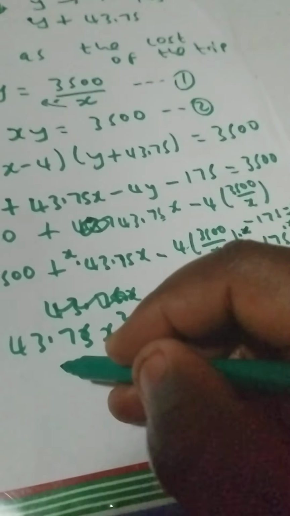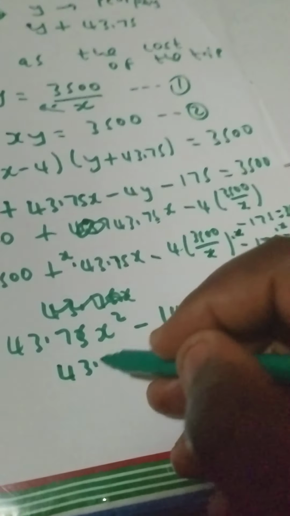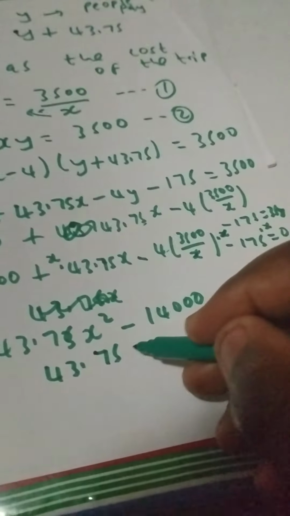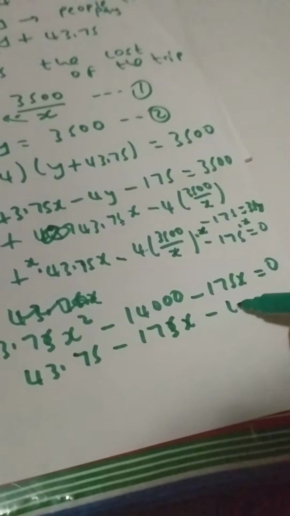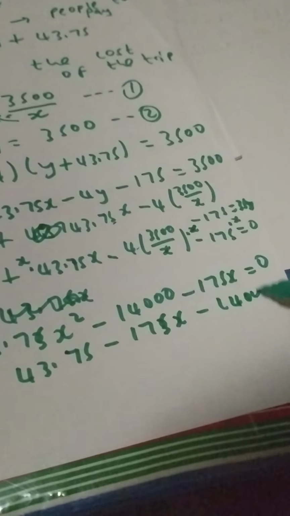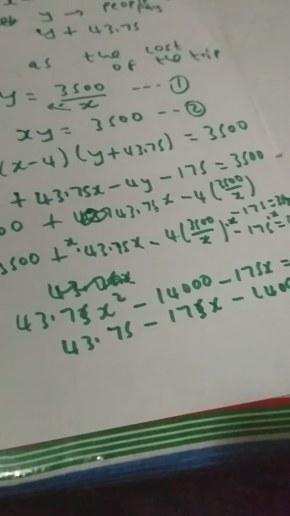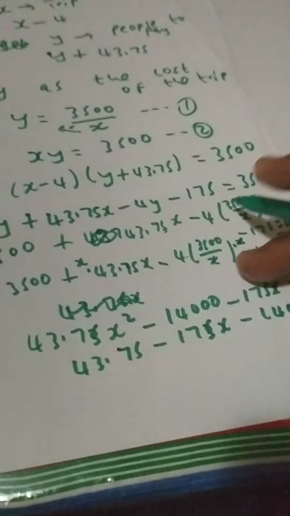But remember, always arrange them as A, B, and C. I just love it that way, guys. I know it's dramatic, but it's always safer that way. Minus 14,000. So now I've got a quadratic equation. So you can use the formula, guys. You can put this whole thing into the formula, and that will give you the two solutions.